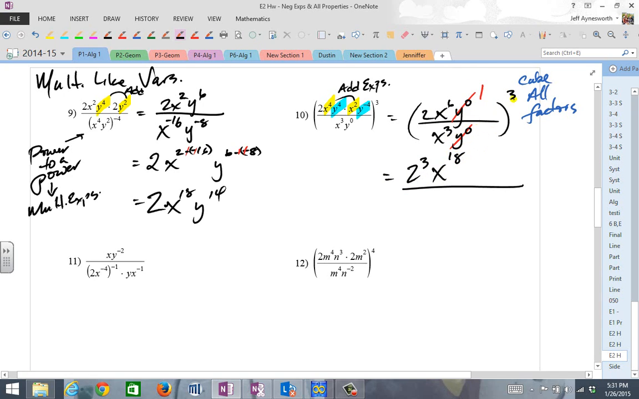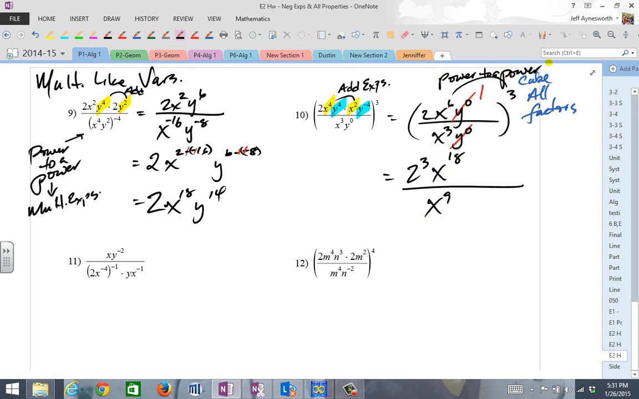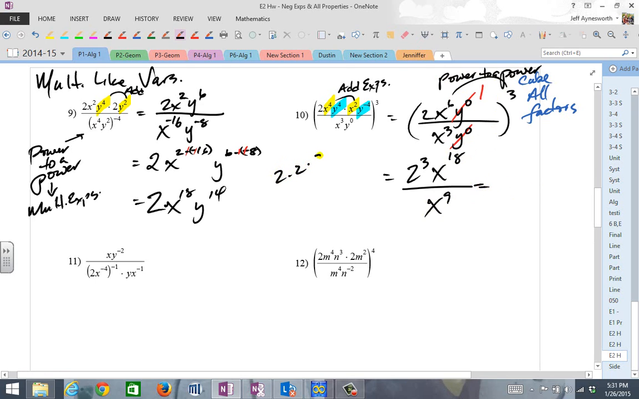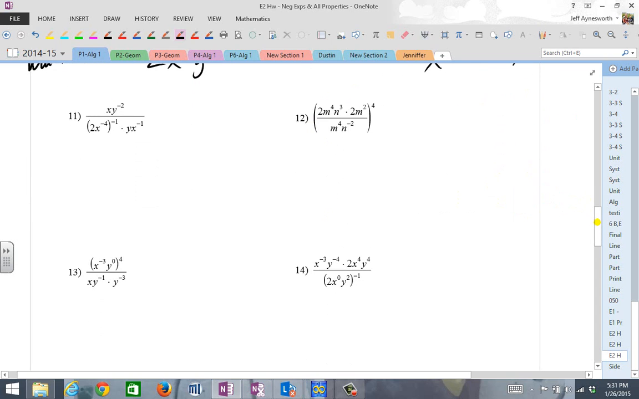Then you got to take x cubed and cube it. X to the 9th power. You got a power raised to a power. Power to a power, multiply your exponents. All right, and then you simplify. 2 cubed, well, let me see, 2 times 2 times 2 is 4 times 2, or 8. So you get 8x to the 18th divided by x to the 9th. And the process continues, guys. You just play with it and have fun.